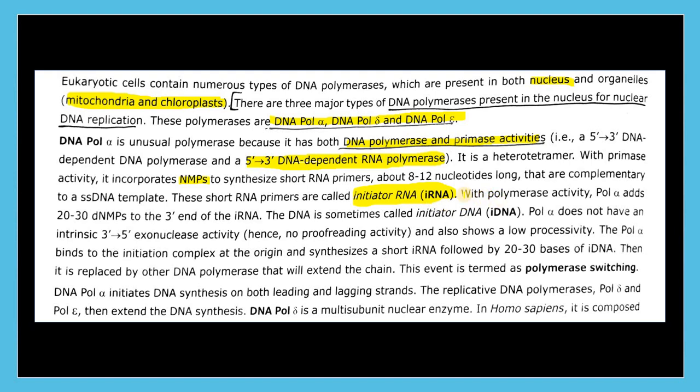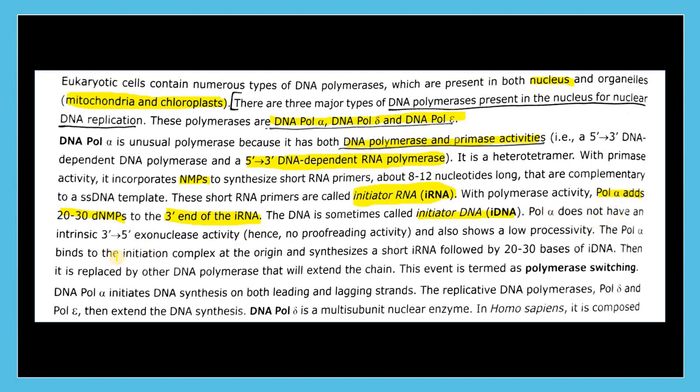After the initiator RNA is added, with the polymerase activity of pol alpha, this particular pol alpha now adds 20 to 30 deoxynucleoside monophosphates on the 3' end of the initiator RNA. So imagine a single-stranded lagging strand with multiple initiator RNAs, and it will have an open 3' end, to which now the DNA nucleotides are added. Deoxynucleoside monophosphates are added, and it forms the initiator DNA.